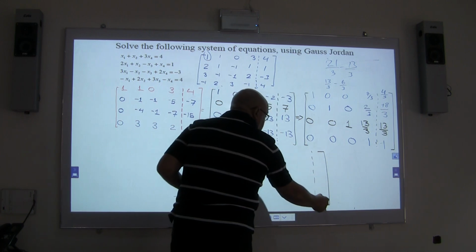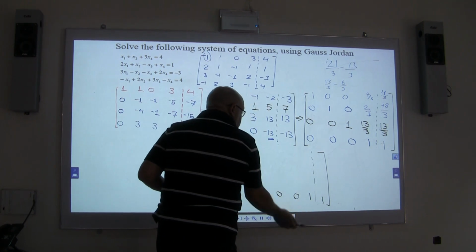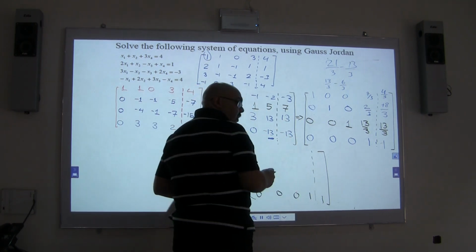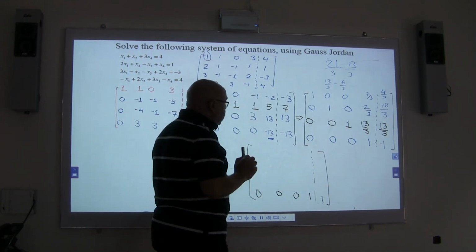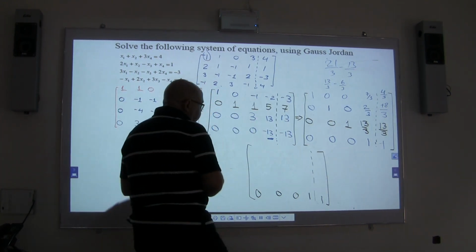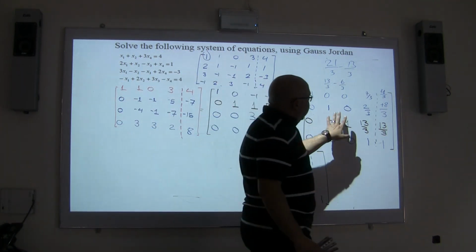This is 1, 1, 0, 0, and 0. I will need the rest of the numbers here equal to zeros. This is what's called Gauss-Jordan. Isn't this the reduced echelon form? Before, this is the reduced echelon form.